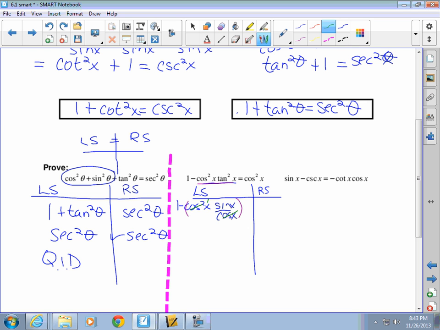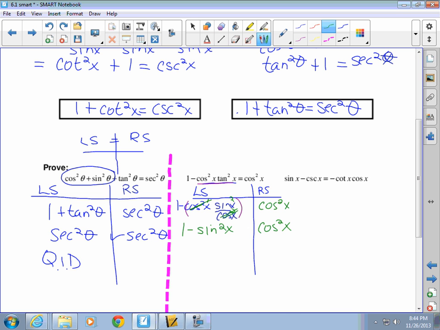Sorry, this is a squared too. Boy, I wish I could get my variables right. So this and this cancel out completely. So what I'm left with is 1 minus sine squared x. This was cos squared x on this side. 1 minus sine squared x.